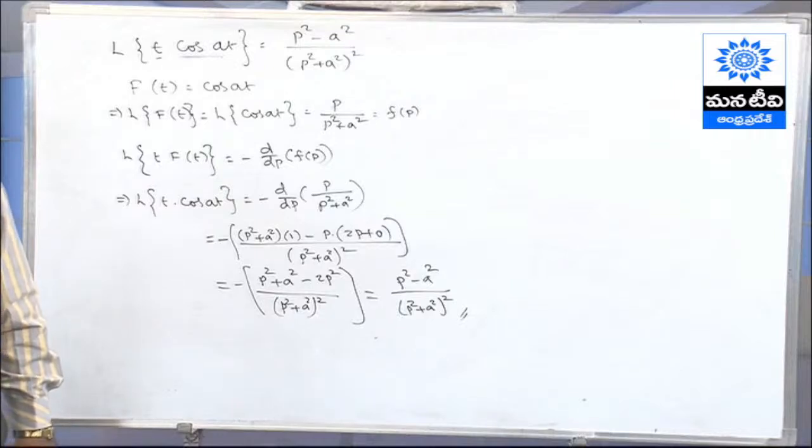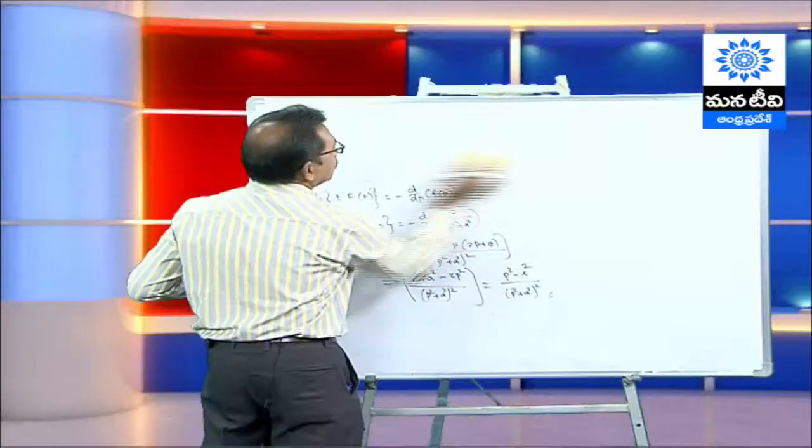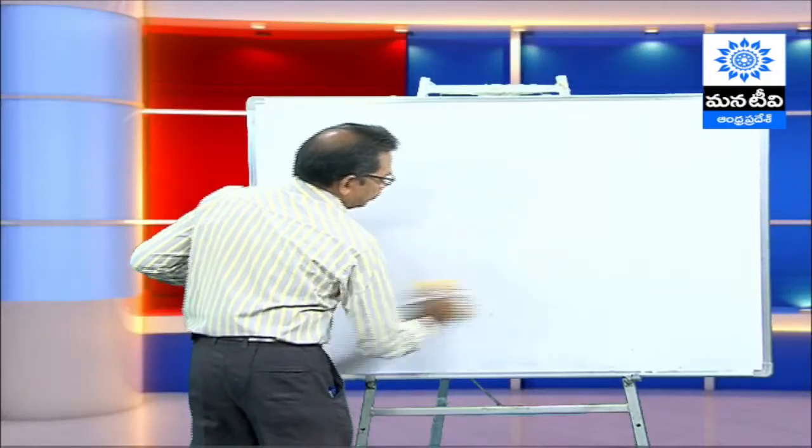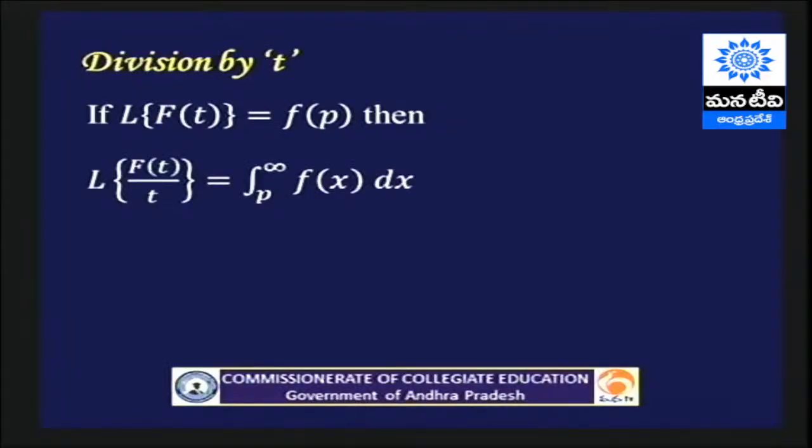Okay. Next, the division by t theorem. So here the theorem statement is: if the Laplace transform of f of t is equal to F of p, then the Laplace transform of f of t by t is equal to the integral from p to infinity of F of x dx. What we already learned is multiplication by t, and what we are going to learn now is division by t. So let's see how it works.